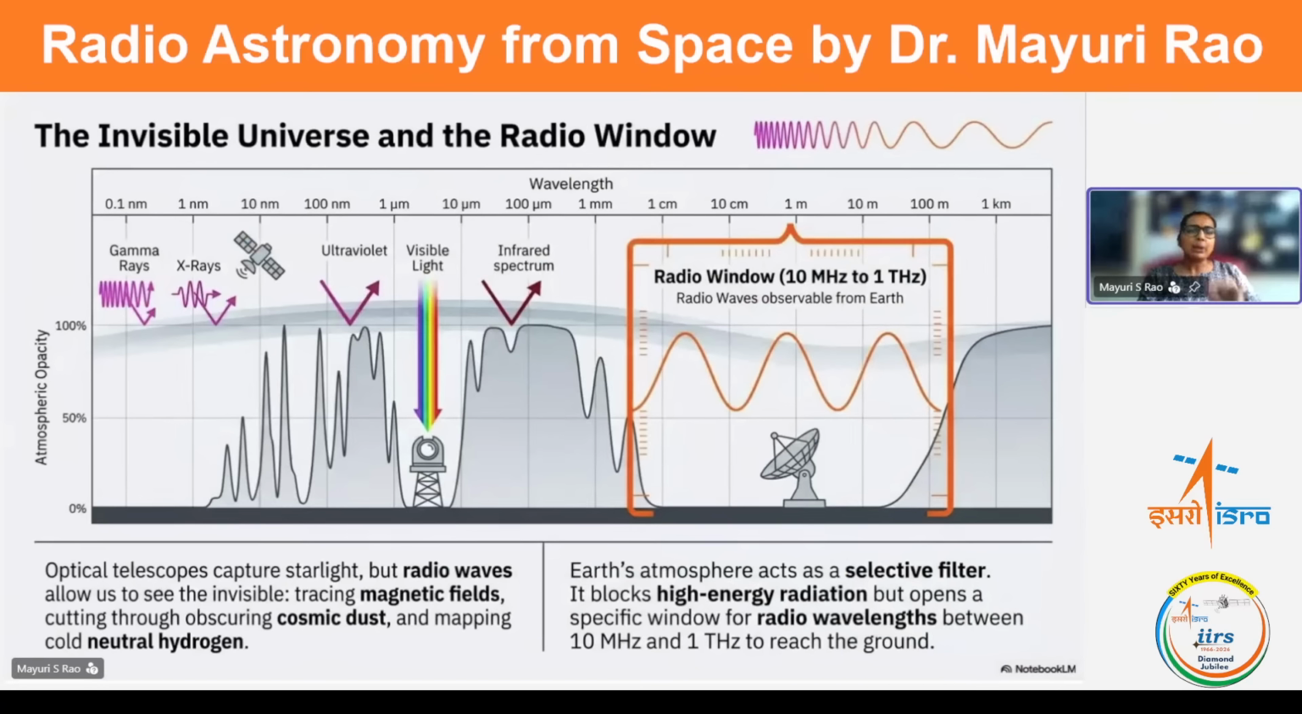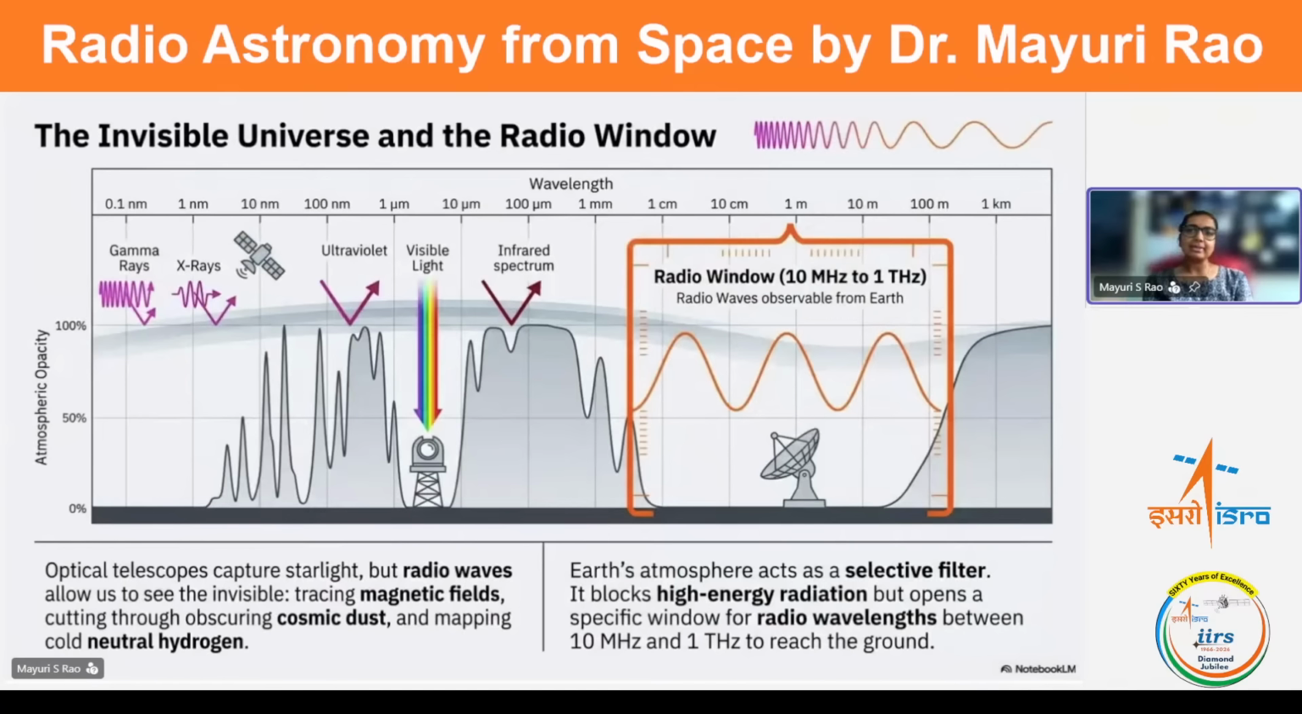Now, I quickly switch gears here and tell you about why it's nice to do this not just from Earth, but we should be going to space. Okay, so again, I'm showing you the electromagnetic spectrum. To the right are the radio waves, and to the left are the higher energy things like X-rays and gamma rays. Now, we do receive radio waves on Earth, which is why we have nice telescopes like the GMRT that are able to collect data and do really nice science.